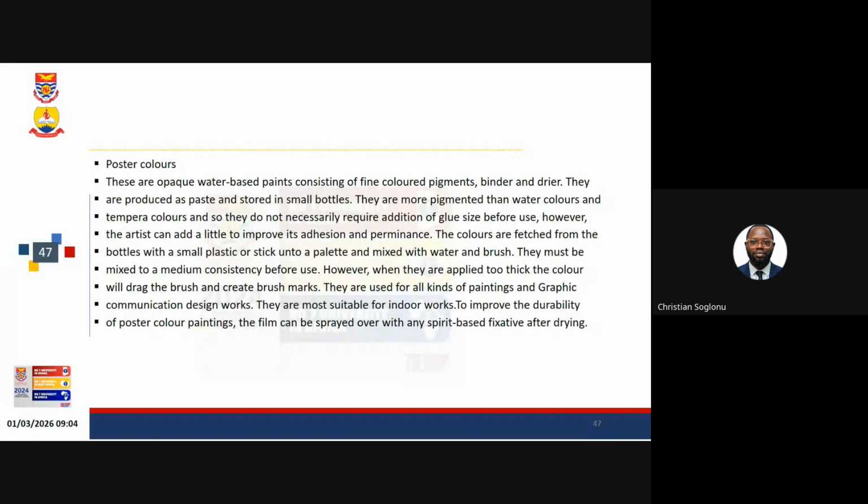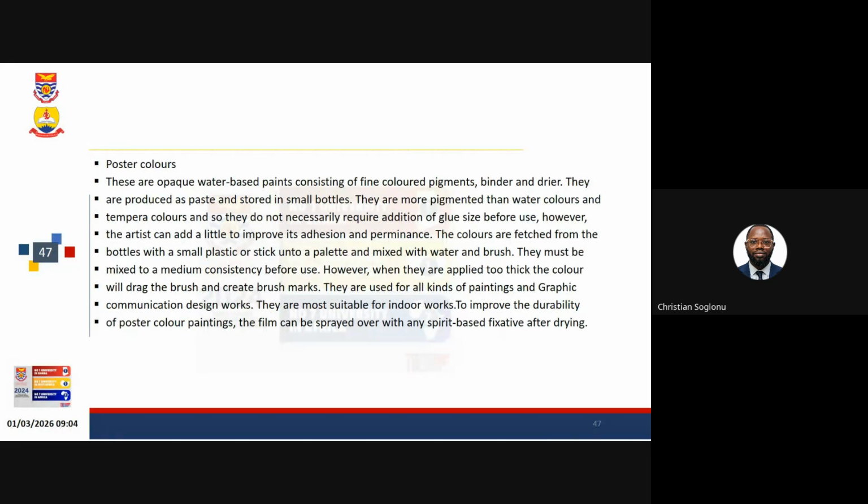But in this situation, they are telling us not to add white glue to it. The others can add a little to improve its adhesion and permanence. The colors are fetched from the bottle with a small plastic or stick onto the palette and mixed with water and brush. They must be mixed to a medium consistency before use.